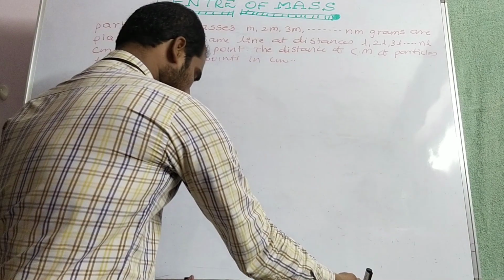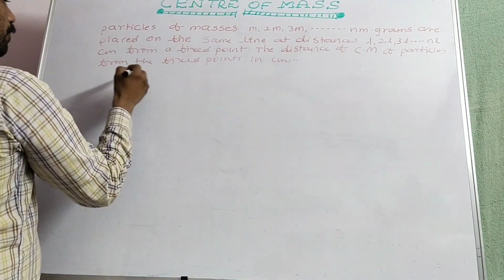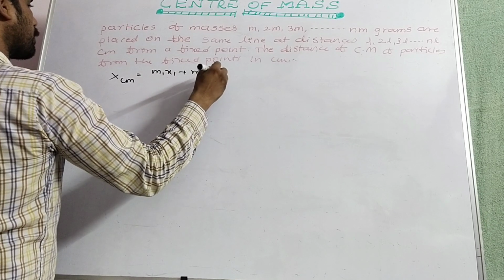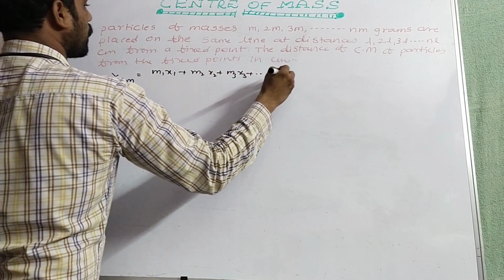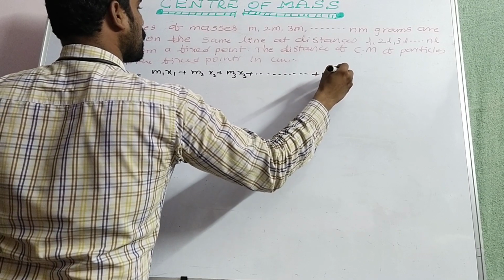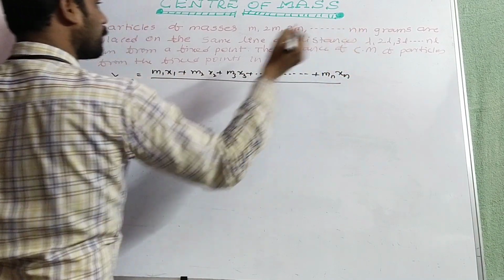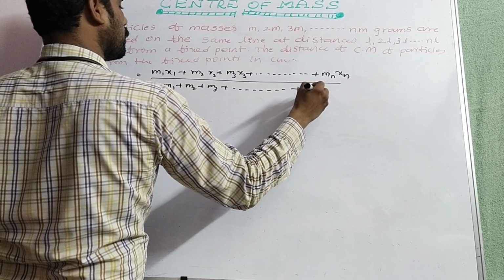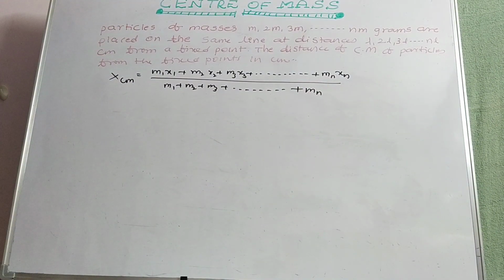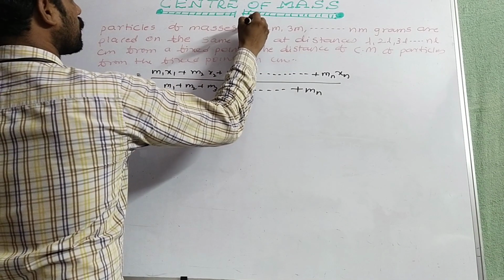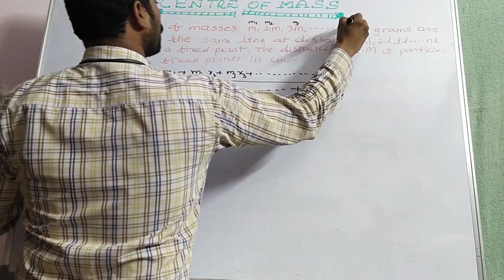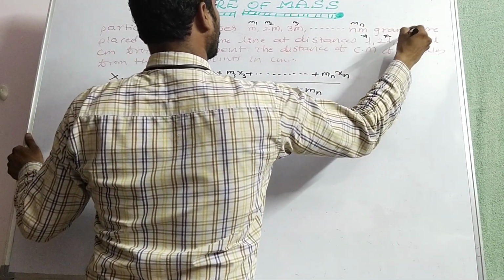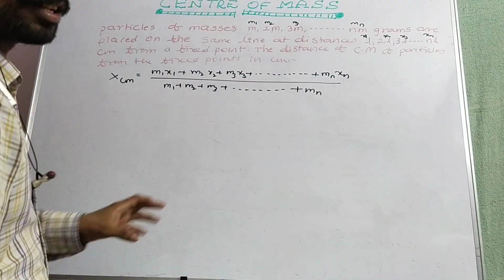Okay. So what is the formula? The center of mass formula is x_cm equals (m1x1 + m2x2 + m3x3 + and so on up to mnxn) divided by (m1 + m2 + m3 + and so on up to mn), where m1, m2, m3, mn are the masses and x1, x2, x3, xn are the lengths. So it is easy, simple, it's clear.